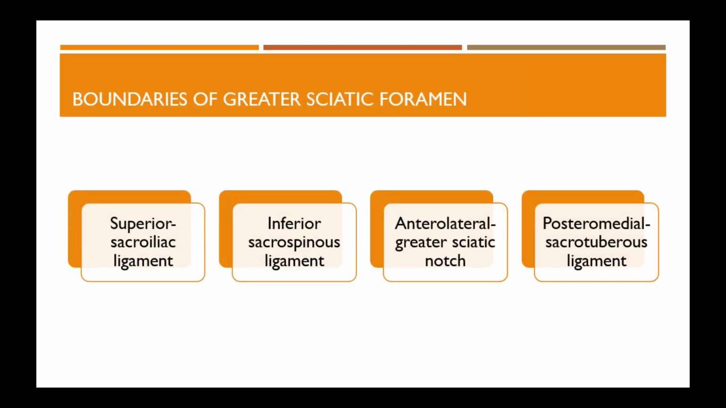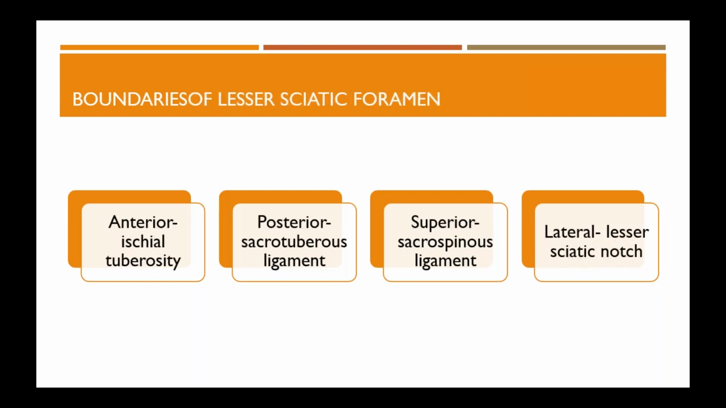Now the boundaries of the greater sciatic foramen: superiorly it is the sacroiliac ligament, inferiorly it is the sacrospinous ligament which I showed before. Anterolaterally there's the greater sciatic notch and posteromedially is the sacrotuberous ligament. The boundaries of the lesser sciatic foramen are: anteriorly it is the ischial tuberosity, posteriorly it is the sacrotuberous ligament again, superiorly there is the sacrospinous ligament, and laterally there is the lesser sciatic notch.